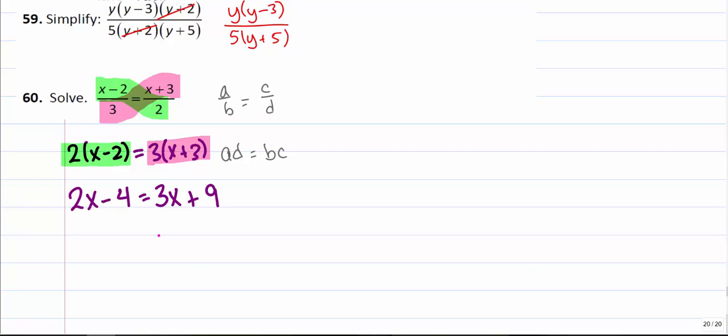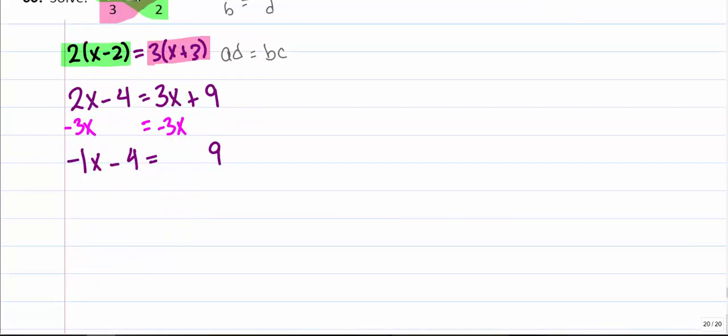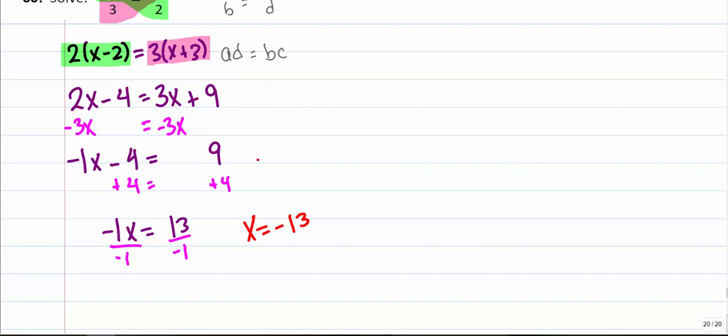It doesn't matter what steps I do here first, but I'm going to take 3x away from both sides, which would give me negative 1x minus 4 equals 9. And then I'm going to add 4 to both sides. So that means negative 1x equals 13. But I don't want negative 1x, I just want x, so I'm going to divide by negative 1. And lo and behold, x equals negative 13. Now, some of you would have gotten to here by subtracting 2x first, and that would have been fine. But that's how you do that one.